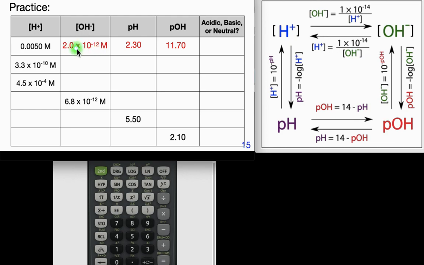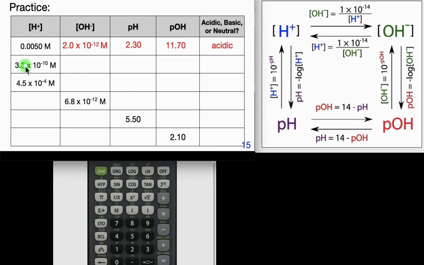Now please make sure you're typing in times 10. Don't type in EE. Use standard scientific notation. X times 10 to a power. Now the pH is less than 7, so this is an acidic solution. Okay, let's do it all over again.